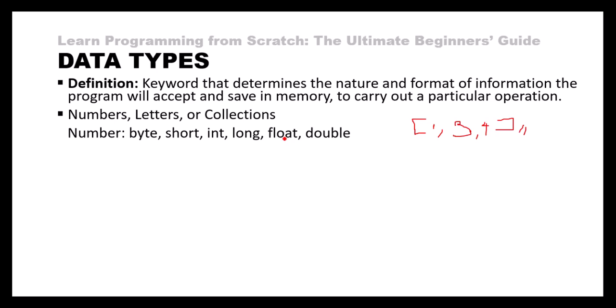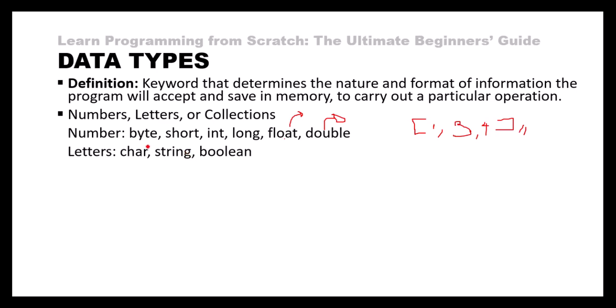For data types of numbers, we have what we call a byte, a short, an int, which is short for integer, a long, and a float. A float here simply means a decimal number. Double also means a decimal number.